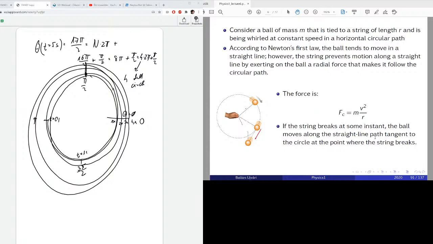What if the string breaks? The ball will move along a straight line path. This is a tangent of the circle. So anytime you move a body on a circular path, you will need this centripetal force to keep the constant angular velocity.